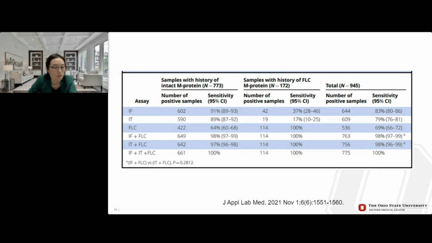However, the author also did the study in combination with free light chain measurement. If you look at the sensitivity for all the original clones, for capillary immunotyping plus free light chain measurement, or gel immunofixation plus free light chain measurement, the sensitivities are the same. So there is no statistical difference between capillary immunotyping and gel immunofixation when ordering in combination with free light chains.